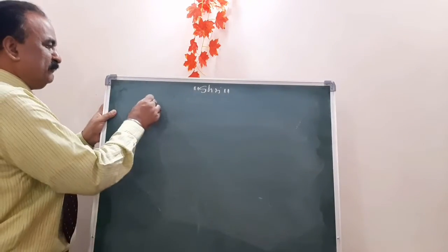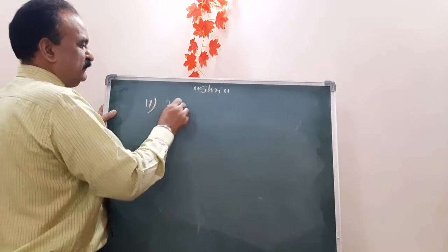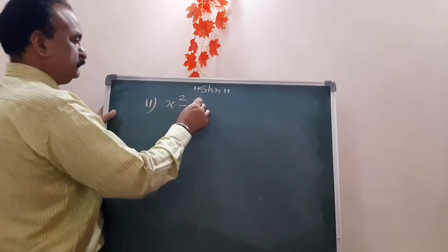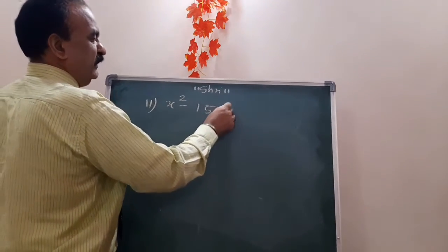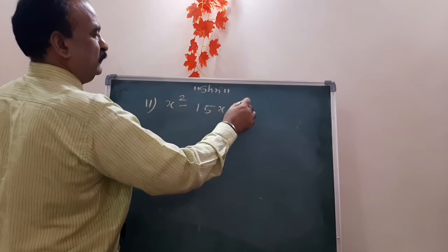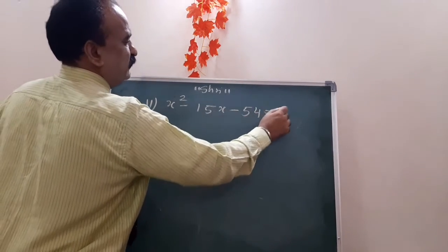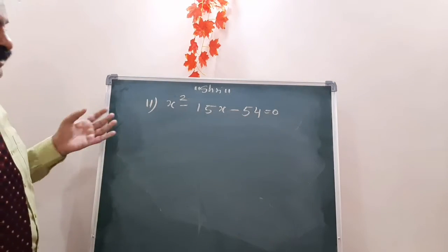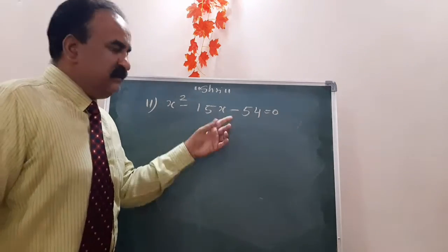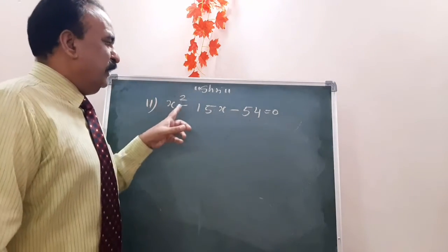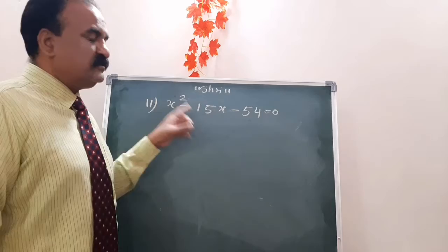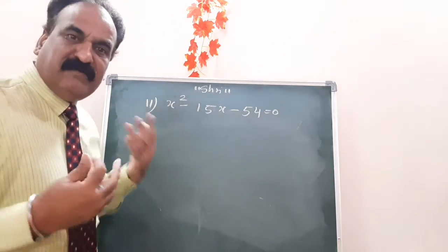Second part is x square minus 45x minus 54 equal to 0. Now tell me, what are those numbers? Their multiplication is minus 54, and the sum gives minus 15. Now again what will you do? Suppose we don't know the table, then how to find the numbers?